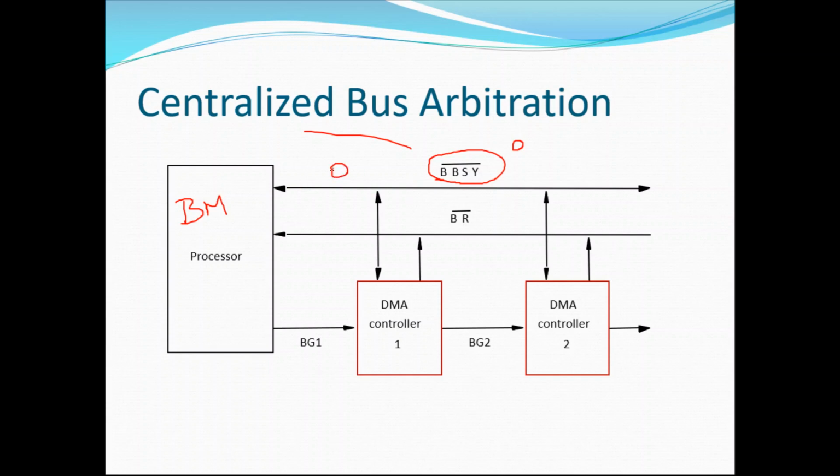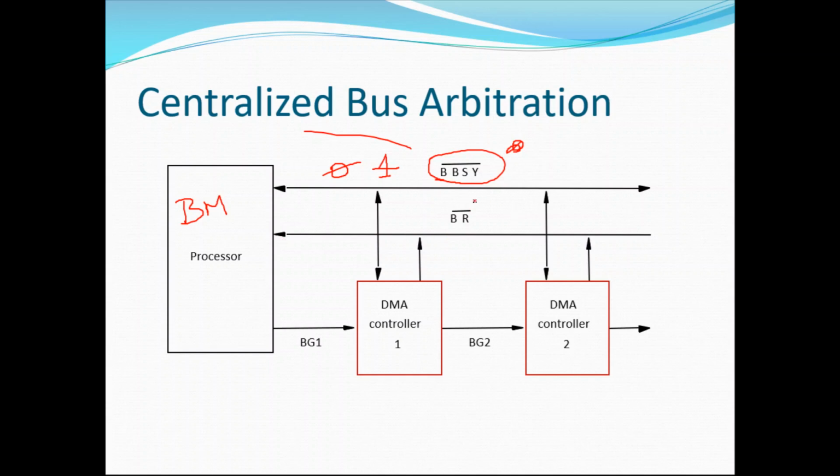If this is 0, it means that the bus is not free. Currently the bus is being used by somebody, and if it is being used, then nobody else can use the bus at that point of time. If this is 1, then it means the bus is free, and if somebody wants to claim the bus, they can claim it. So bus busy will be either 0 or 1. If it is 0, some bus master is using the bus. If it is 1, nobody is using the bus.